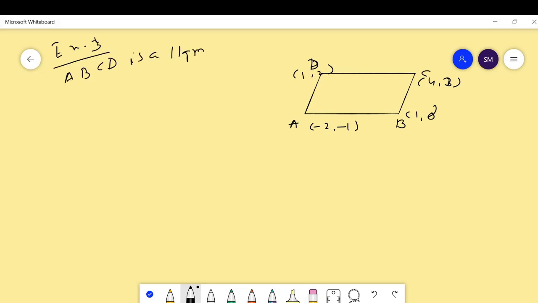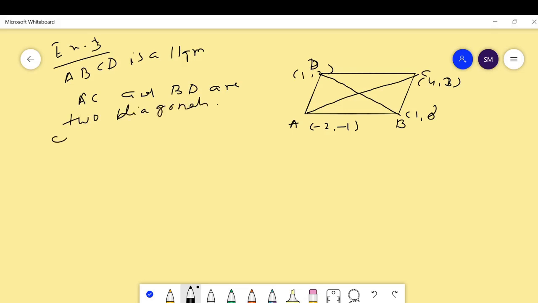ABCD is a parallelogram only when the two diagonals bisect each other. Here AC and BD are the two diagonals of the parallelogram. If the two diagonals bisect each other, then only can ABCD be a parallelogram.